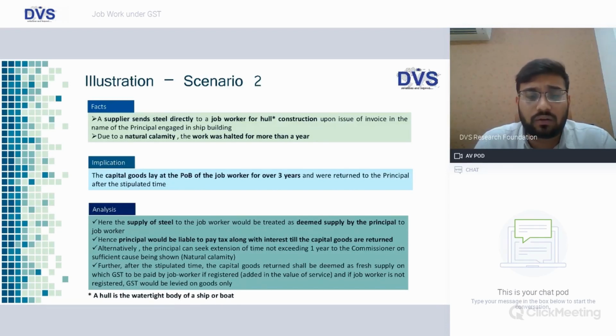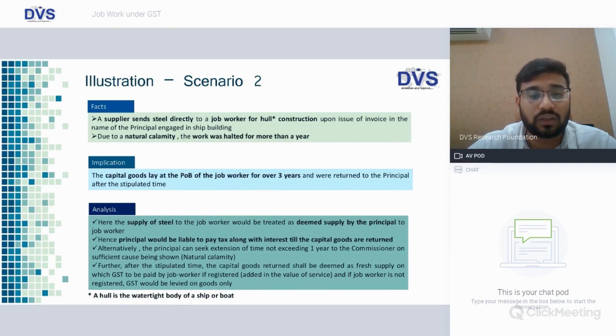And after the stipulated time, once the capital goods are returned, the return shall be considered as a fresh supply on which GST is to be paid by the job worker if registered. As we have seen, it could be added in the value of services. If it's a registered job worker, he will be liable to charge GST on the service which he provides. Along with that service component, this would be added, and if he is not registered, GST would be levied only on goods. So he has to pay tax only on goods and not on the service part.